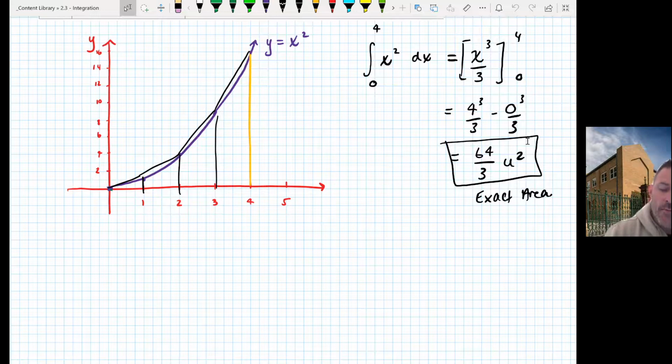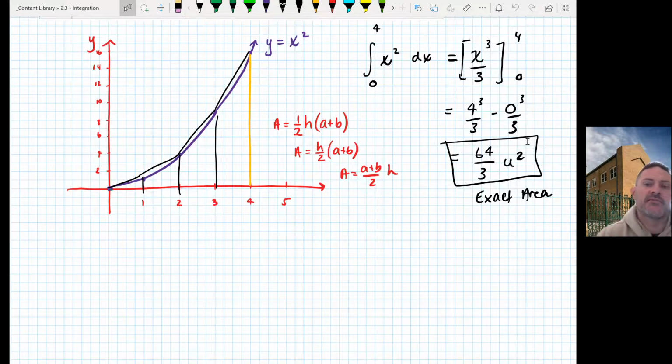Now, can you remember what the rule is to find the area of a trapezium? I'm hoping you remember this to be something like A equals a half times the height times A plus B. You might use A equals H on 2, A plus B. You might even say A equals A plus B all over 2 times height. There's lots of different variations of that particular formula.